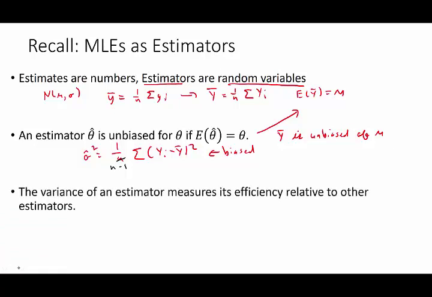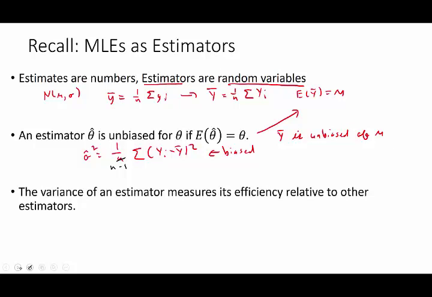The third point I wanted to remember about estimators is that the variance of an estimator measures its efficiency relative to other estimators. The variance is a measure of how precise your estimator is at estimating what you want, and it's really that variance which helps us form confidence intervals and do hypothesis tests and leads to the idea of standard errors and whatnot for the quantities we're trying to estimate.